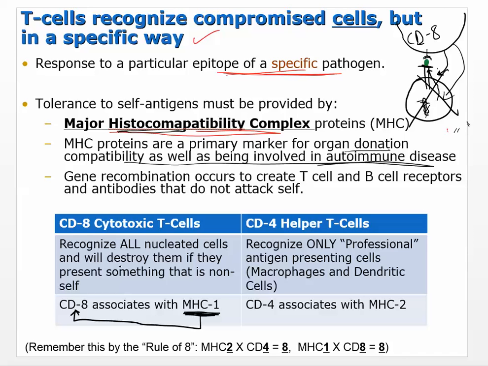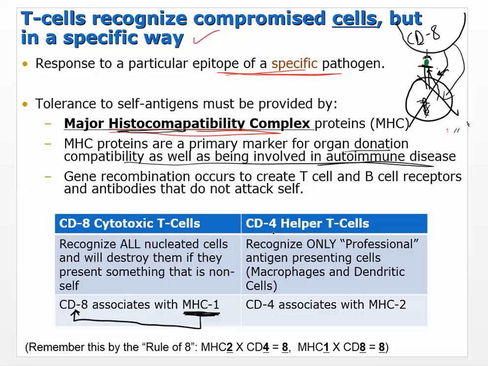Okay, I'm gonna go through this again on another slide. So if you didn't get it this time, hopefully you will the next time. MHC1 and CD8 always associate with each other. So CD8 associates with MHC1. Sorry.